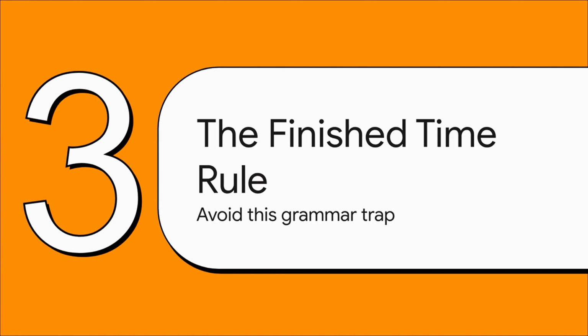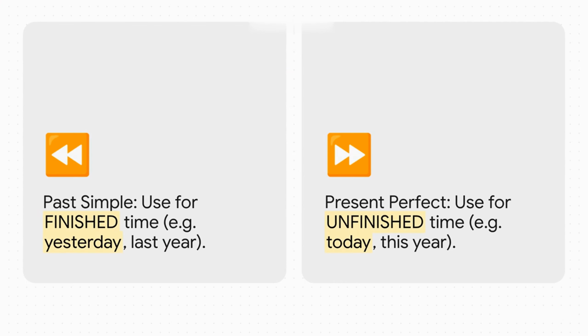All right, ready for a pro tip? This is how you're going to avoid one of the most common grammar traps in all of English. I call it the finished time rule. Here's the crucial difference, so listen up. The past simple is for finished time. Words like yesterday or last year signal a period that is completely, totally over. That's past simple territory. Now its cousin, the present perfect, that tense deals with unfinished time, periods that are still going on, like today or this year.